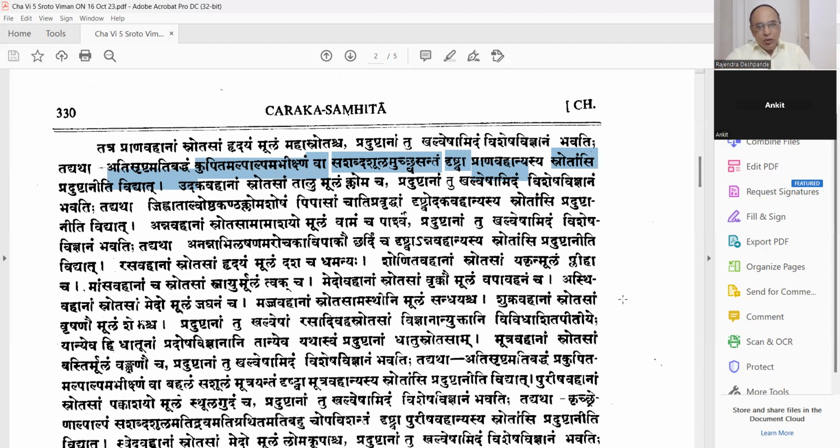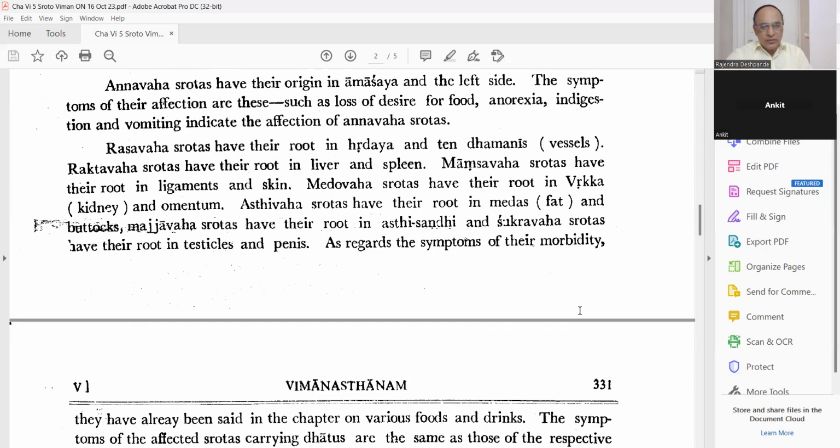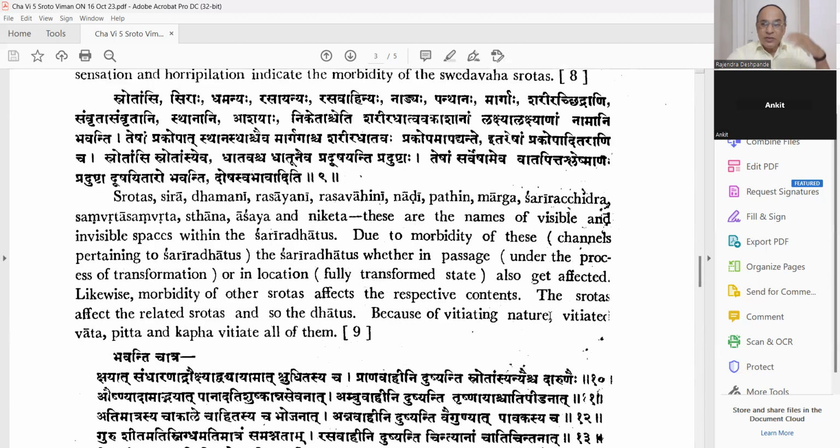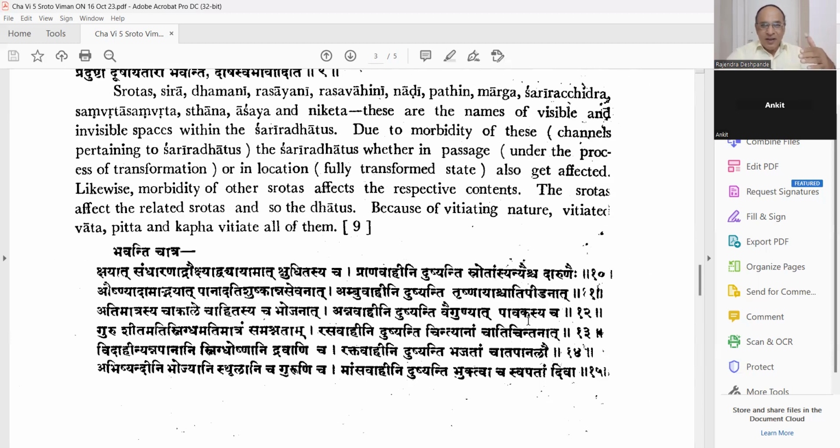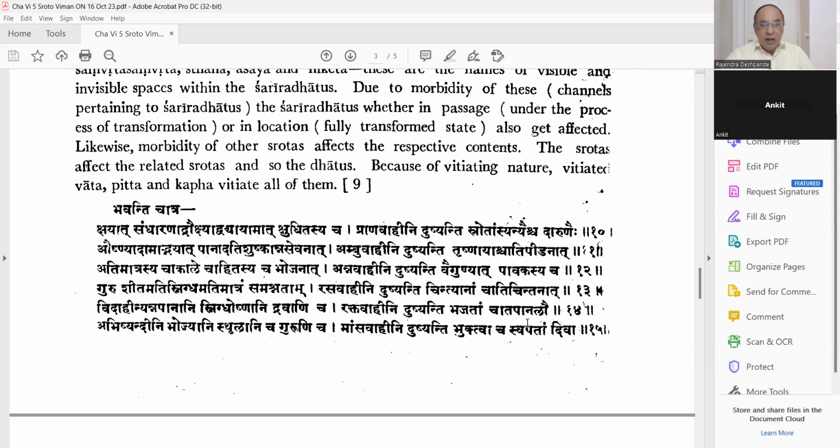I think we should move to the Annavahasrotas. I'm sorry, I have to scroll this because Charak has given the Lakshana below, and now there is Udakvahasrotas, not Anna, Udakavaha. Please write down, second number, Udakvahasrotas. I will try to mark. I am not sure whether I can mark. I'm sorry, this is the second line.